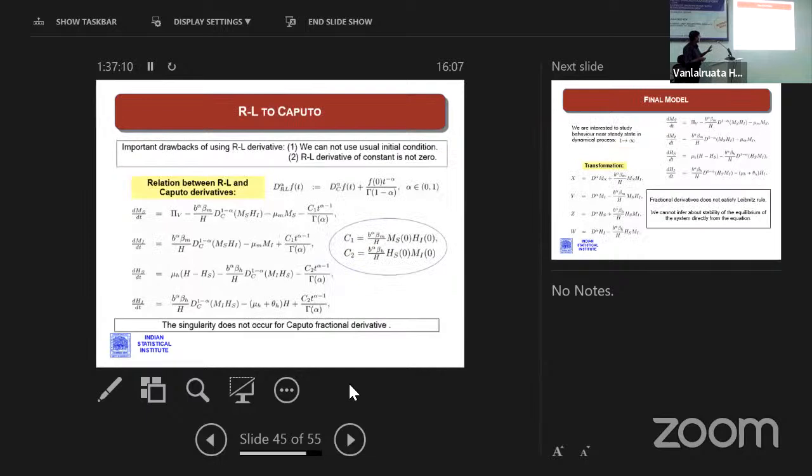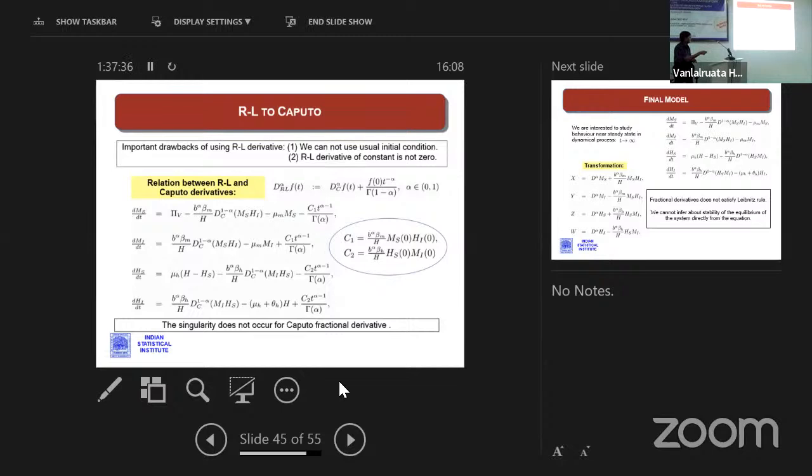As you know, the important drawback of RL is that it cannot use initial conditions, and the RL derivative of a constant is not zero. So that's the main problem for RL. Somehow I shall have to go from RL to Caputo. There is one relation from RL to Caputo, the relation between RL and Caputo delta.